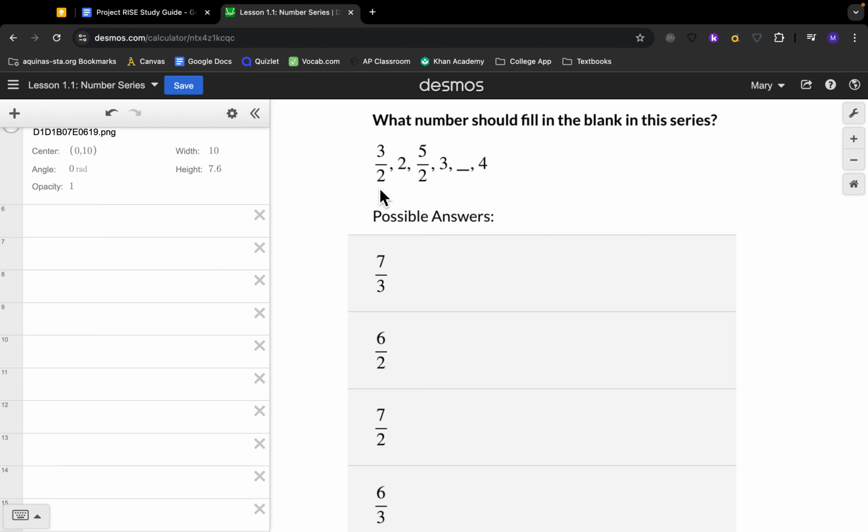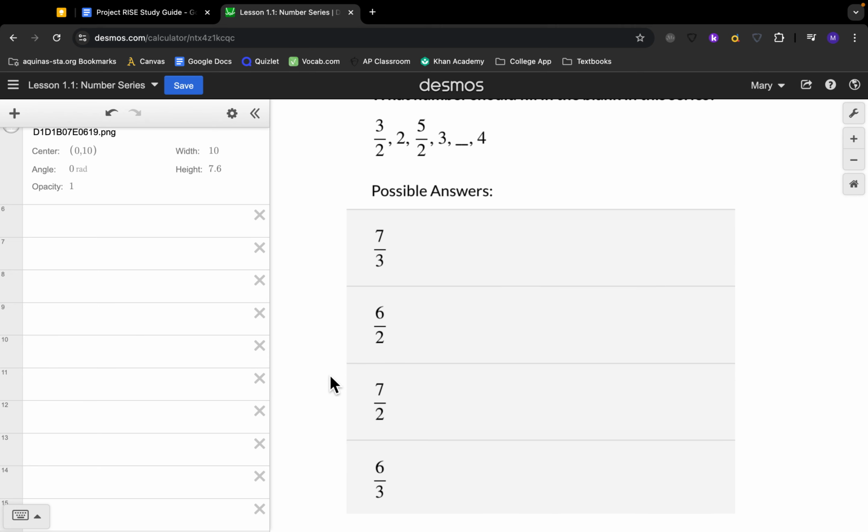So 3 over 2 is also 1 and 1/2, and then we know 1 and 1/2 to 2 is just another 1/2. Then from 2 to 5 over 2, you're adding another 1/2. From 5 over 2 to 3, you're adding another 1/2. So the common trend between each is that we're adding 1/2 as we go on. So 3 plus 1/2 is going to give us 3.5, which is equivalent to 7 over 2.